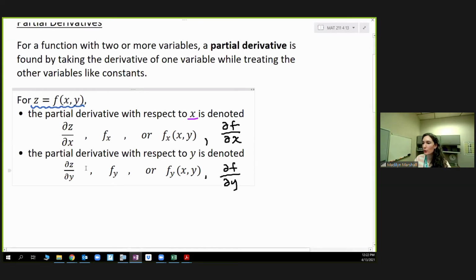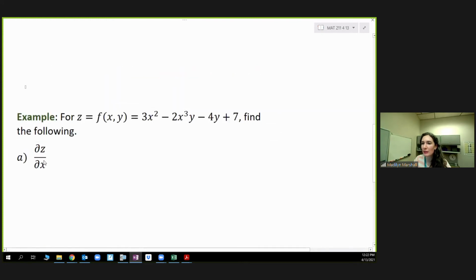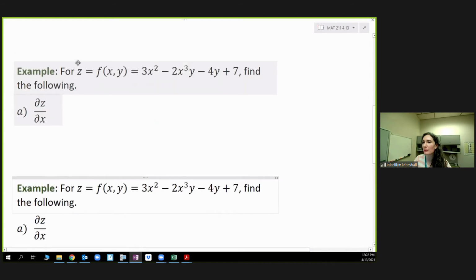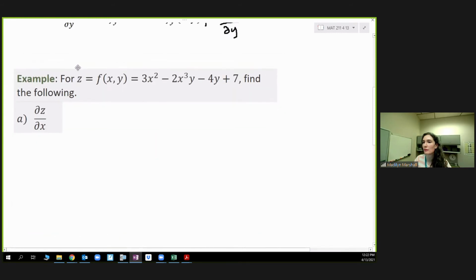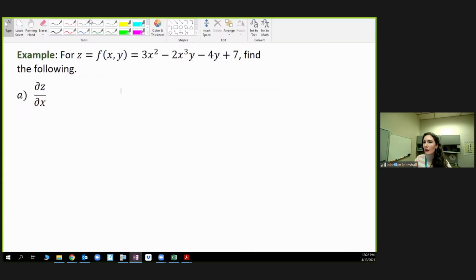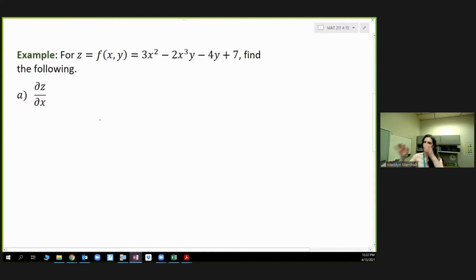So let's do this now that we know what all of these things mean. So I'm going to start by just scooting this up. Okay. So I'll give you a minute to get this function down before we get started.